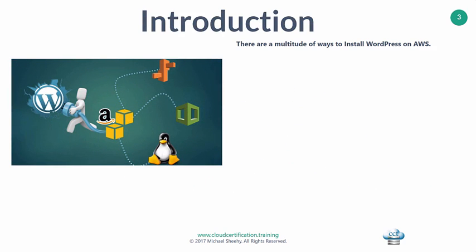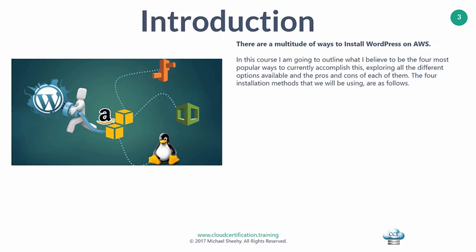Okay, now there are a multitude of ways to install WordPress on AWS. And in this course, I'm going to outline what I believe to be the 4 most popular ways to currently accomplish this, exploring all the different options available and the pros and cons of each of them. Now, the 4 installation methods that we will be using are as follows.